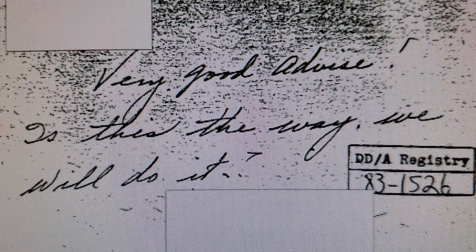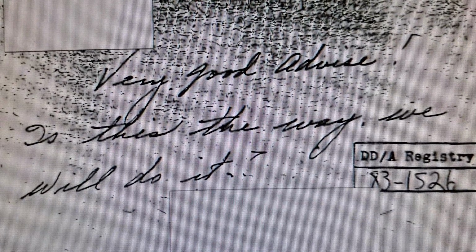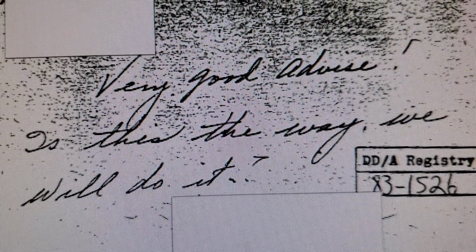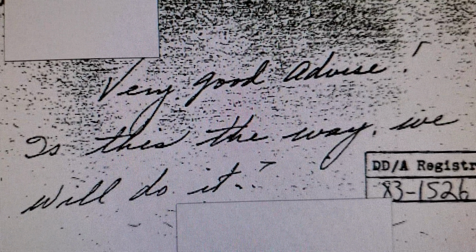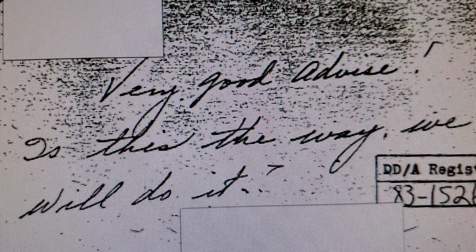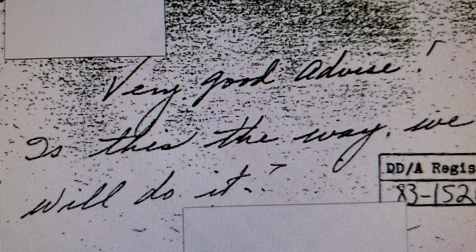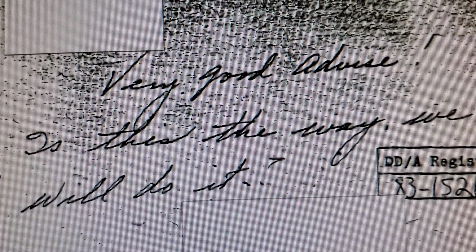So I'll finish up there. That's only page 3. I'm going to read this document to you guys, and you'll see how it unfolds into something very sinister. But so very good advice. Is this the way we will do it?